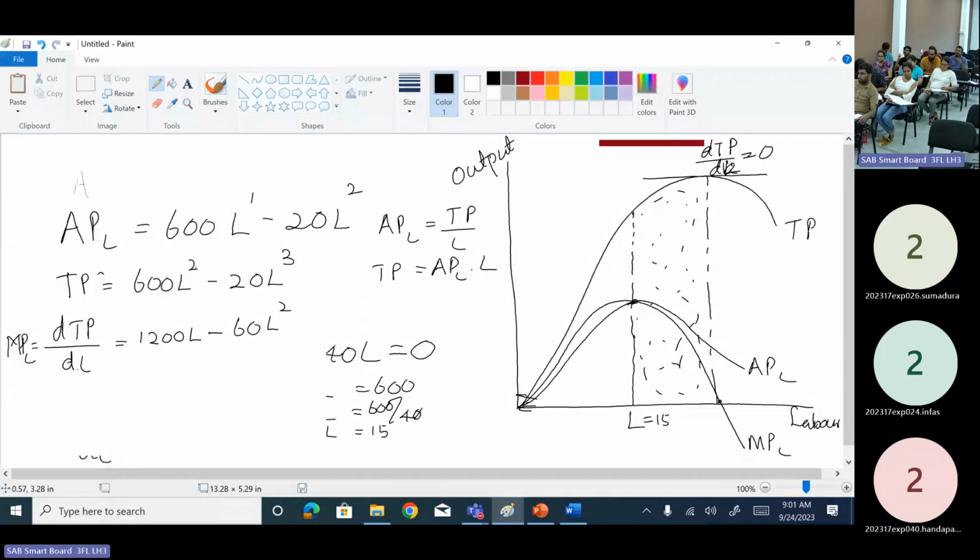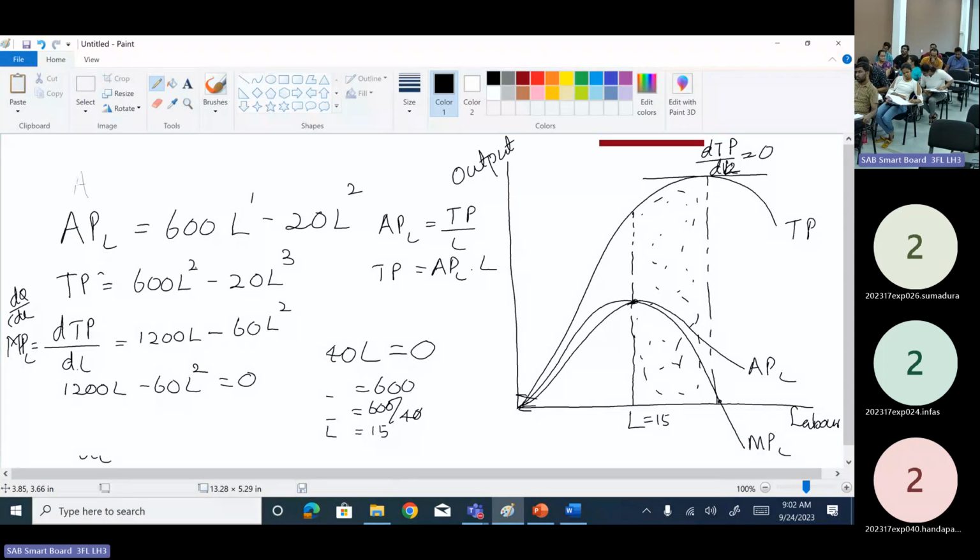In other words, dTP over dL is the same thing, right? In order to maximize this, we equate this equation to 0, because dTP over dL equals 0 at the maximum point. From there, we will find the labor input which maximizes the total production, right? So we set the equation to 0.